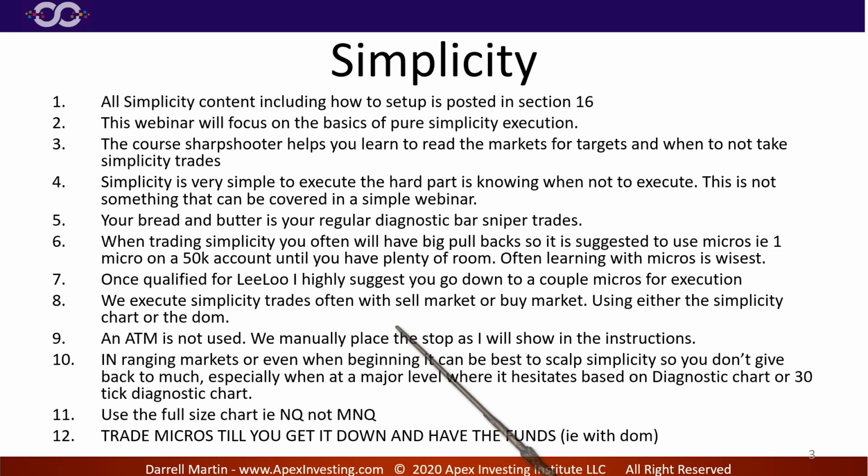Trade micros until you get it down and have the funds. Okay? So like I said, you can trade them with your DOM, but when I say have the funds, I mean like double whatever. If the profit goal for getting funded was like $3,000, when you've got $6,000, then you can start moving into full size contracts. Okay? And if you drop back below that 6, go back to micros. Don't just stay there.